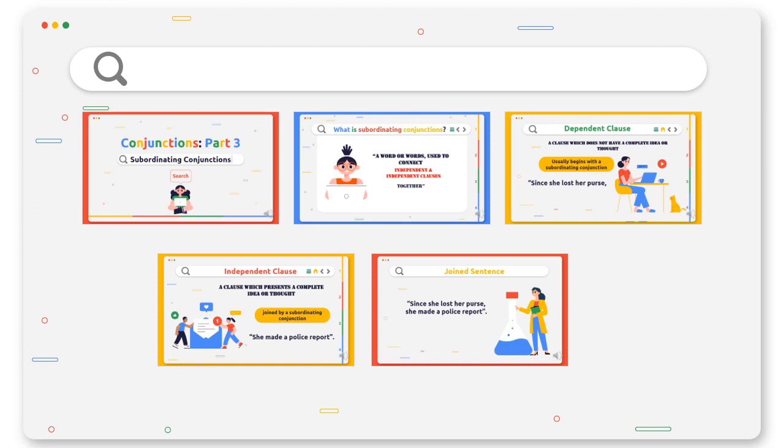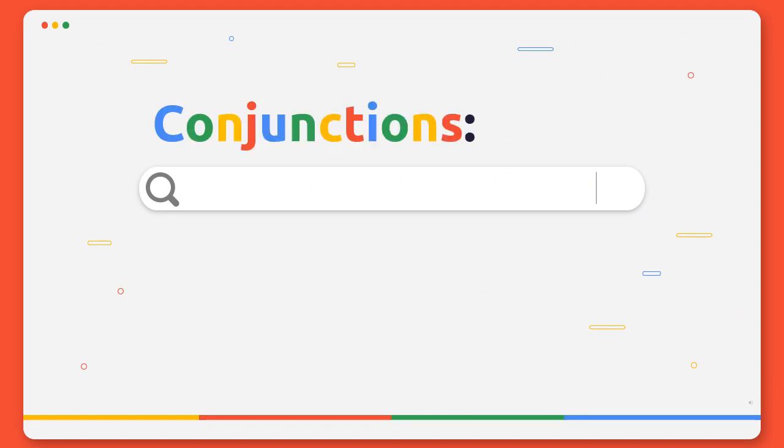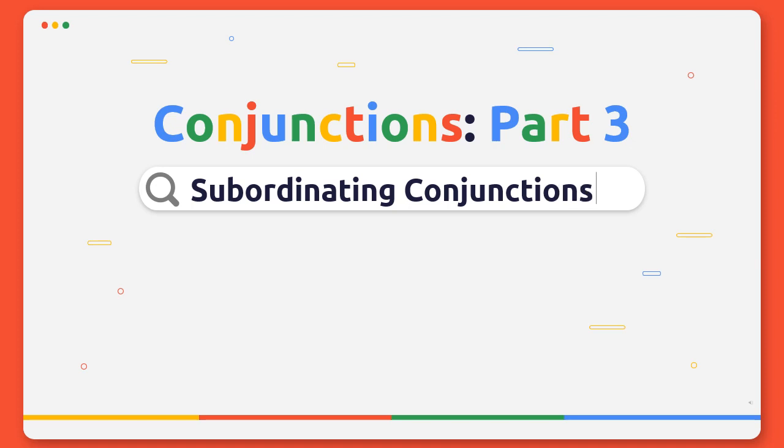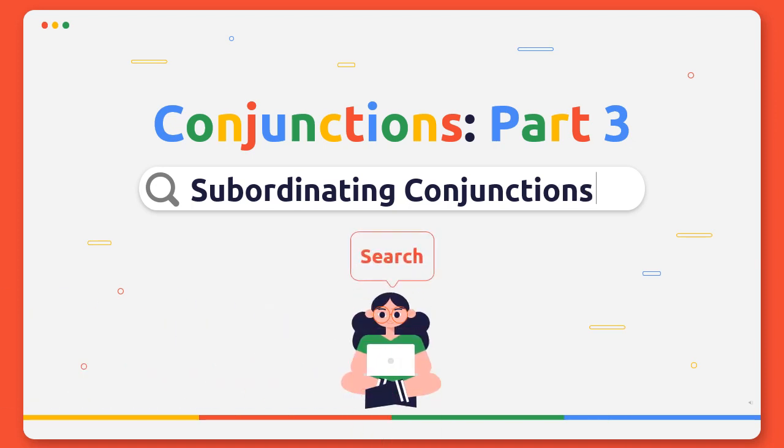As promised, we are here in yet another video today to discuss the third and final part of conjunctions. So let's have a look at what we are going to look at today. Conjunctions part 3 is subordinating conjunctions. Do you know what they are? If you don't, let us search for answers right away.